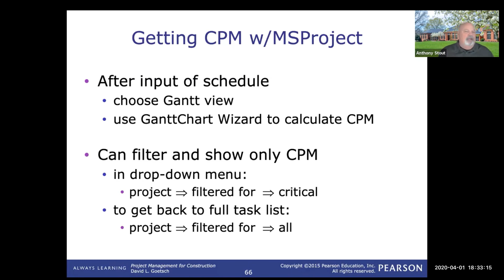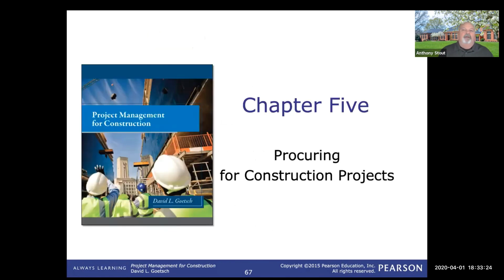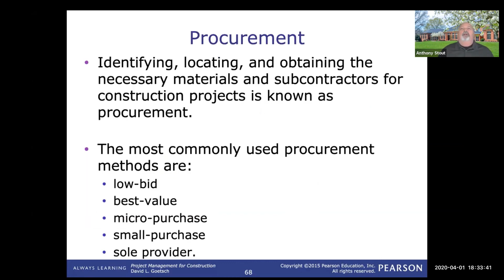Now, before we get to demonstrating a couple of things, let's cover real quick just Chapter 5, some of the components when we talk about procurement. We're really talking about identifying, locating, and obtaining all the material, subcontractors, and things that you need to complete a project, and that is procurement. We can do it in a number of different ways.